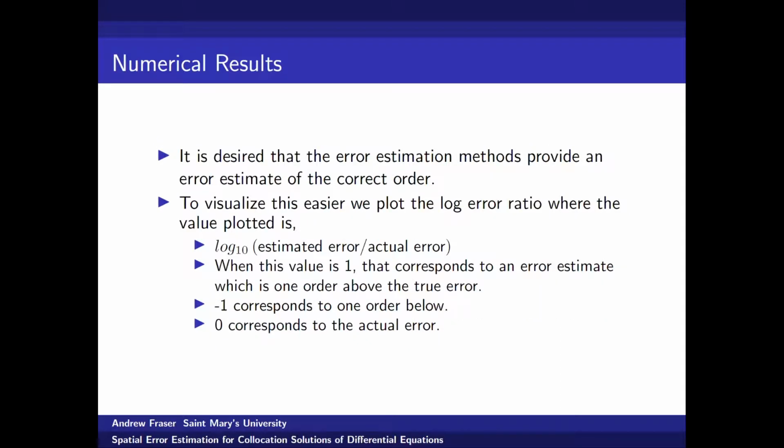And what are we looking for from these error estimation methods? It is desired that they're able to provide an error estimate of the correct order. To visualize this easier, we plot the log error ratio, where the plotted error is the base 10 logarithm of the estimated error divided by the actual error. When this value is 1, that corresponds to having an error estimate which is one order above the true error. Negative 1 means we're one order below, and 0 corresponds to the actual error.